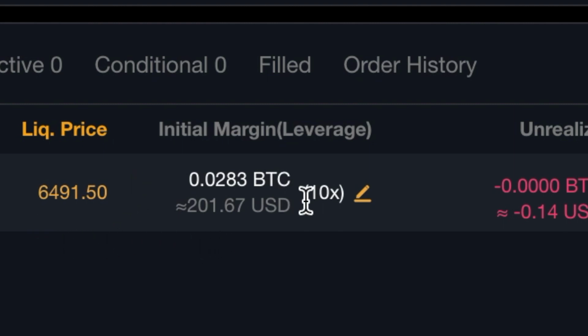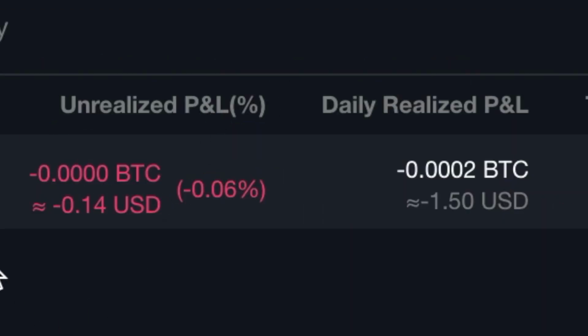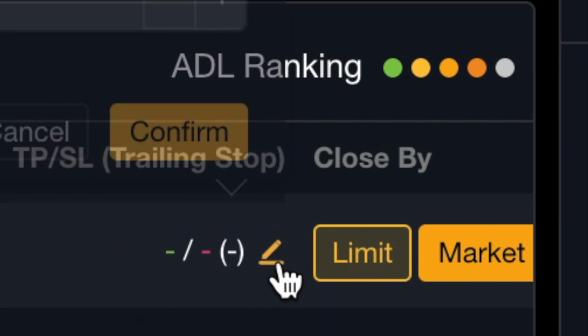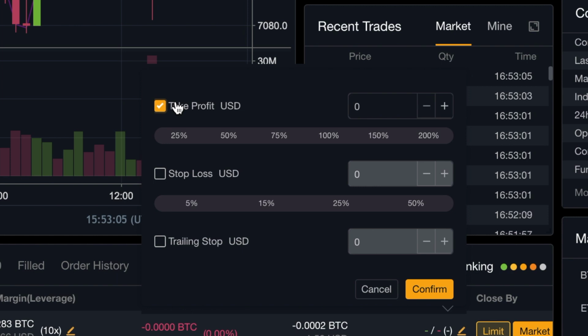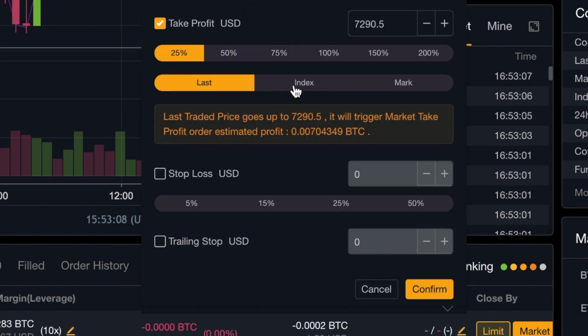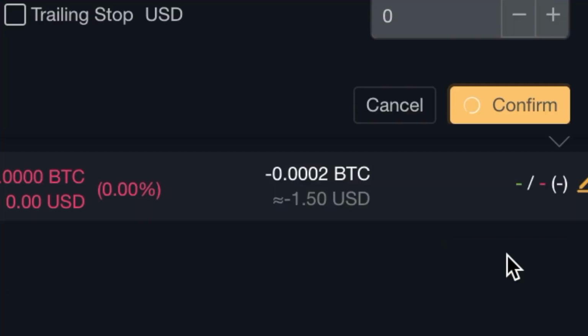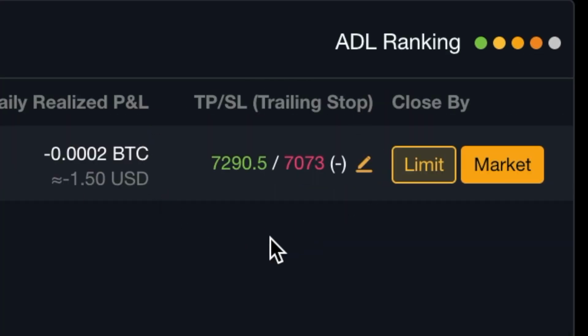And here we can see our initial margin, which is a 10x leverage, and the amount of money we put into this trade. Here we can see our unrealized profit or loss. Right now we have a 14 cents loss. And here you can also set the stop loss or take profit when you click on this icon. So right here you can set a take profit. So if we have a profit of 25%, the trade will close automatically. And you can also set a stop loss. If we lose 5%, the trade will close automatically as well. Here we can click confirm. And then it will adjust it in your position.